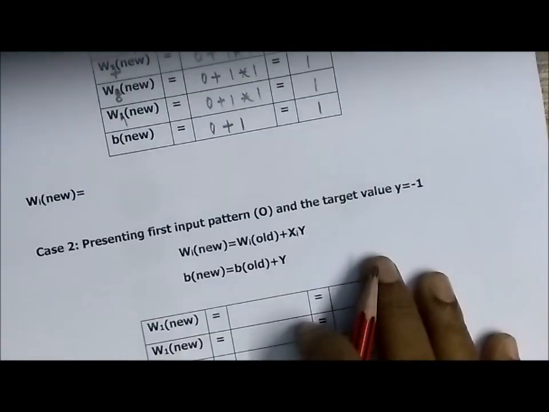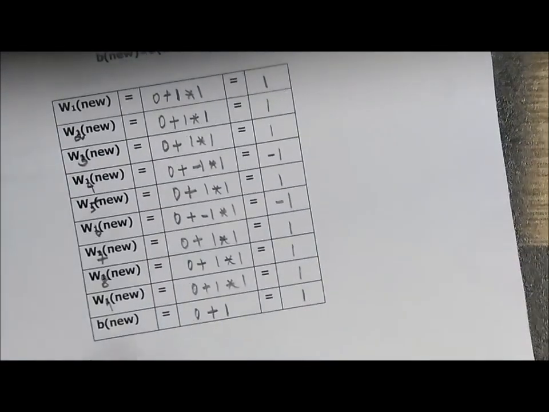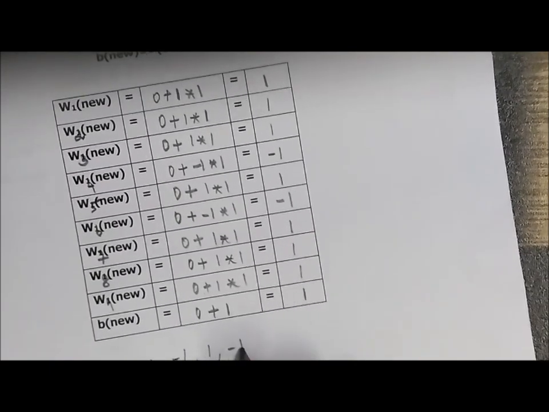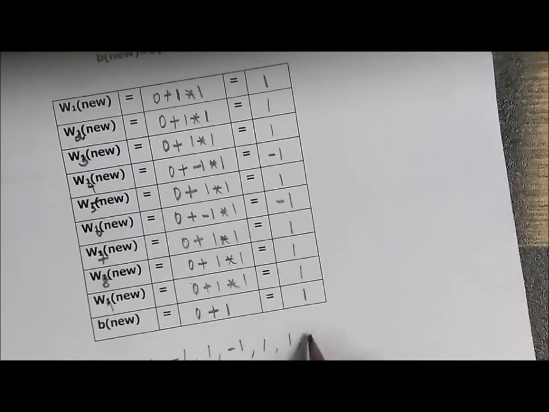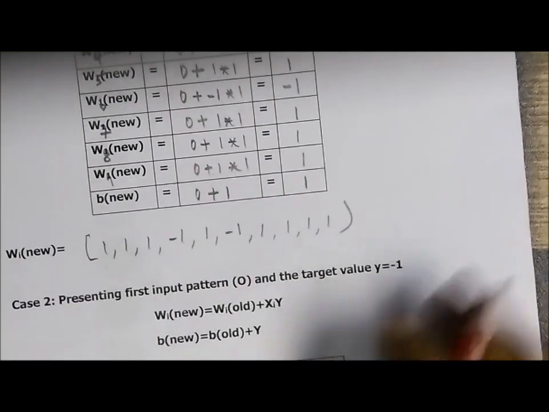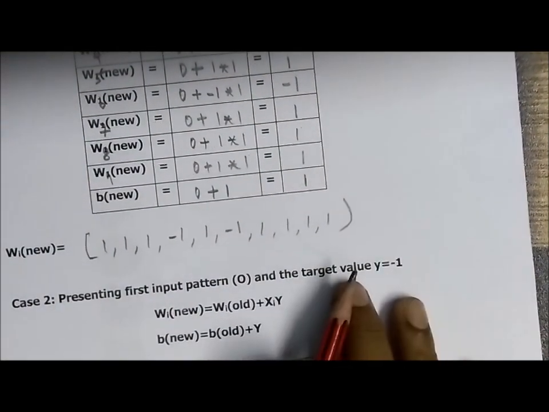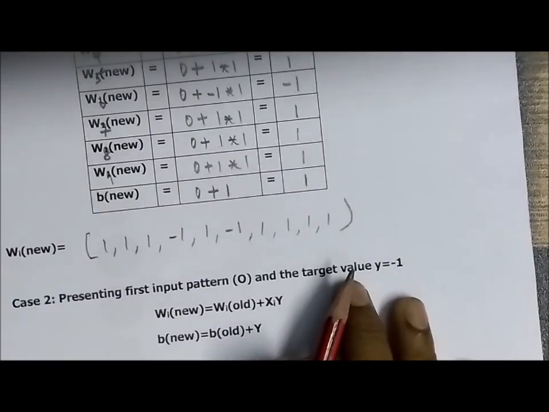Okay, so now we have to update the new weights. So what are the new weights we'll be having here? 1, 1, 1, minus 1, 1, minus 1, 1, 1, 1 and 1. So these are all the new weights we'll be having. Okay, so next one is your case 2.